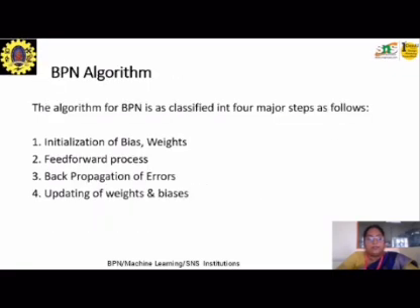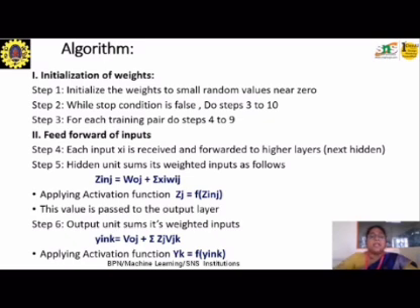The algorithm has only four steps: initialization of weight and bias, the feed forward process, backpropagation of error, and updation of weight and bias. Here is the algorithm explanation. Initialization of weight: in the first step, we initialize the weight values, which will always be small random values close to 0. In the second step, while the stop condition is false, we repeat steps 3 to 10. And for the third step, for each training pair, we continue with steps 4 to 9. I'll explain what steps 3 to 10 and 4 to 9 are.